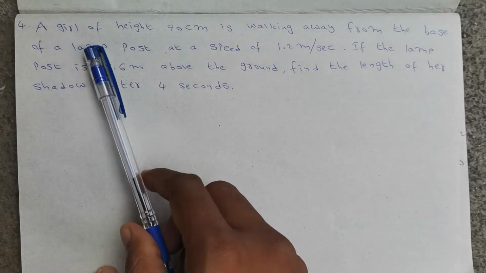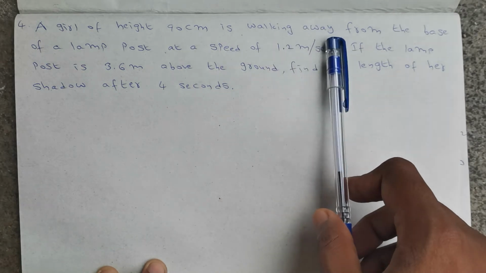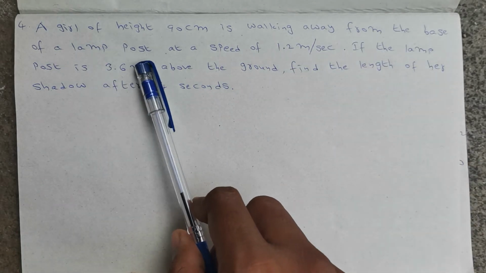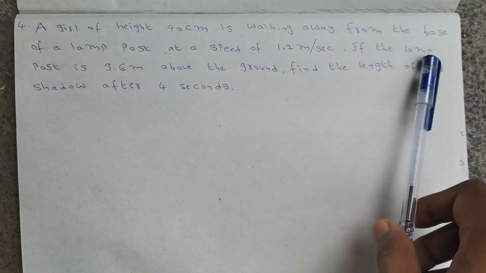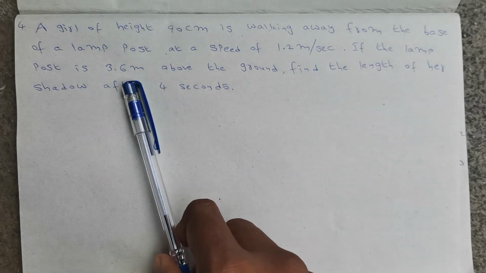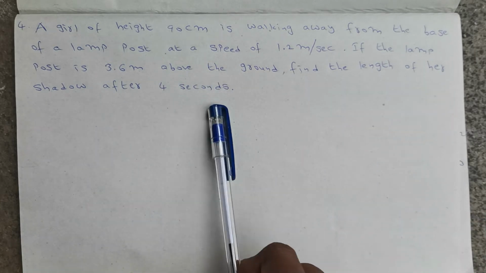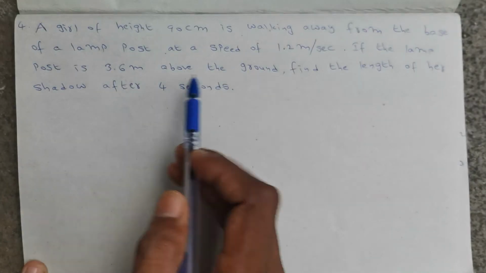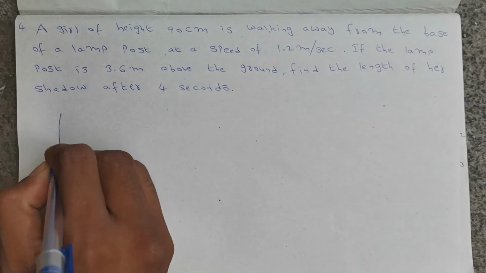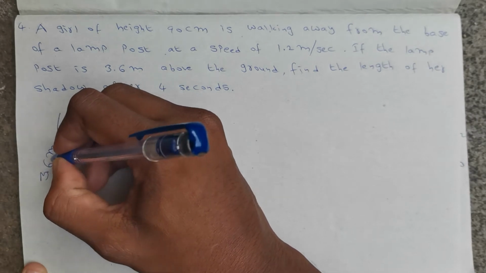Question number 4 is: a girl of height 90 centimeters is walking away from the base of a lamp post at a speed of 1.2 meters per second. If the lamp post is 3.6 meters above the ground, then find the height of her shadow after 4 seconds. Lamp post is 3.6 meters above the ground. Somewhere here we have a lamp post. That lamp post measurement is given as 3.6 meters.